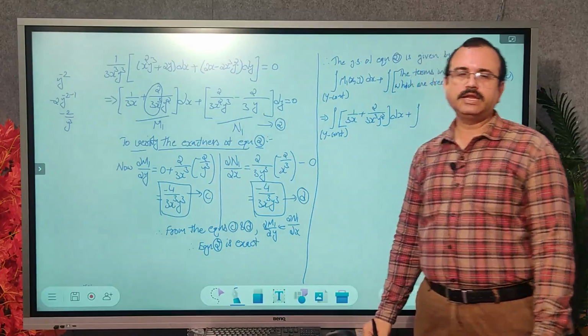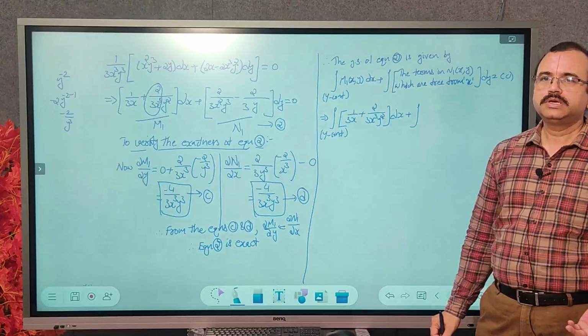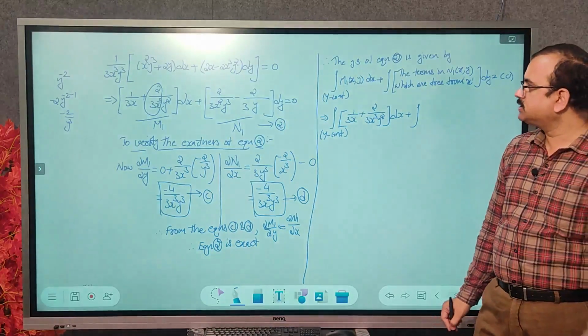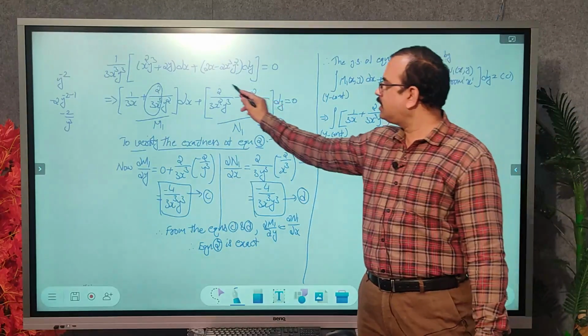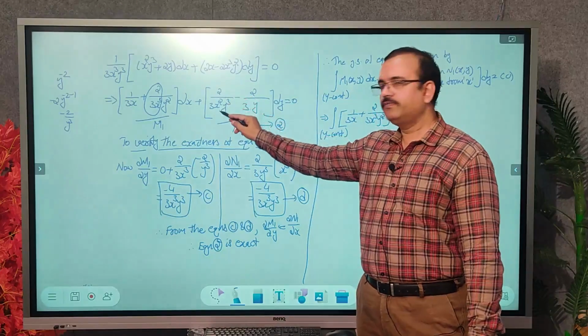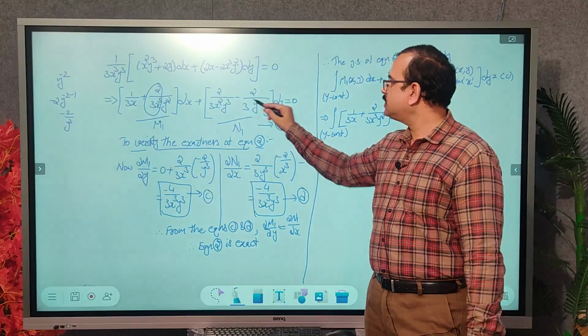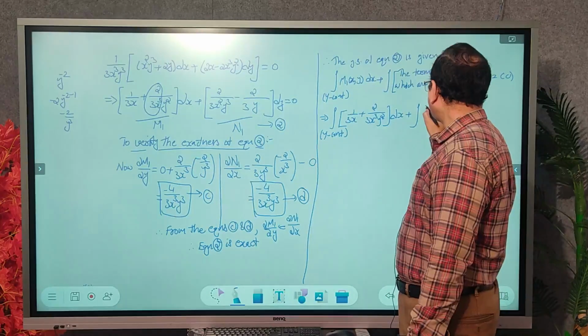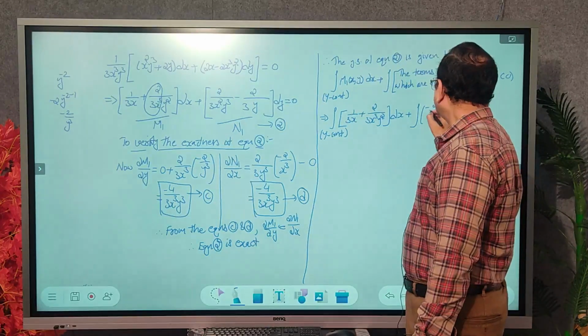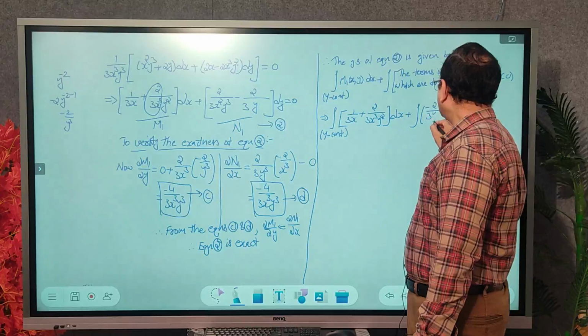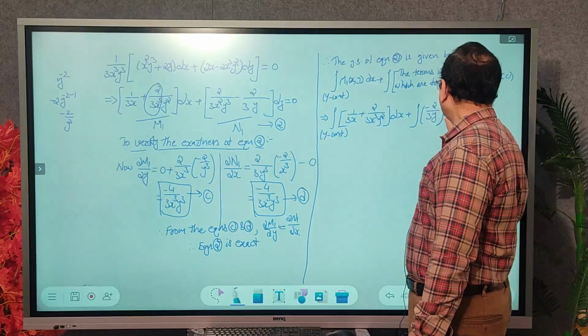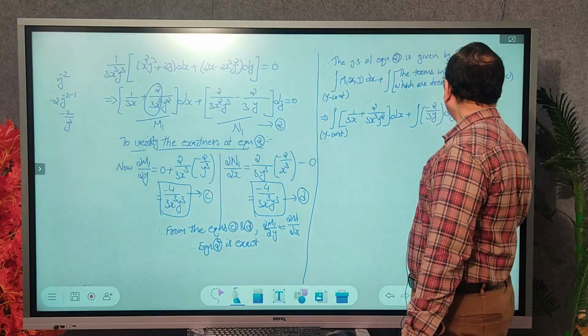plus in the second integral we have to take the terms in n1 which are free from x. Now here you check it, this is totally n1. In the first term we have the term x, but in the second term we don't have x, so that's why we can take minus 2 by 3y whole into dy is equal to c.